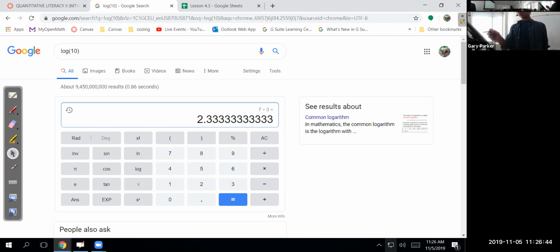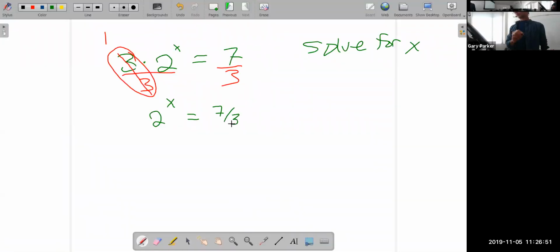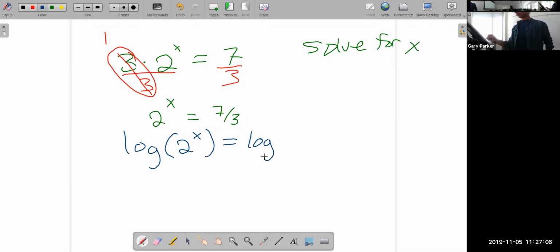But if the fraction freaks you out, then write down 2 and a bunch of 3's with a decimal point. So I'm just going to leave it at 7/3. Now that I have the power alone, now I apply logarithms to this. So I say, the log of whatever's on the left, which happens to be 2 to the x, has to equal the log of whatever's on the right. So basically you just rewrite what you had above with log containing stuff.